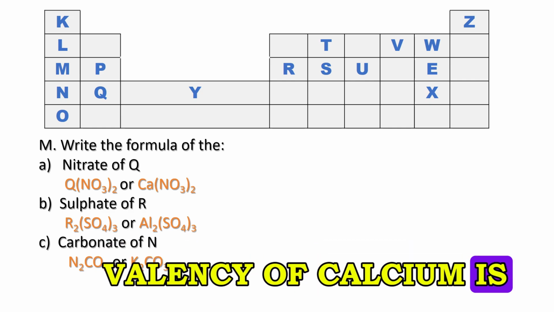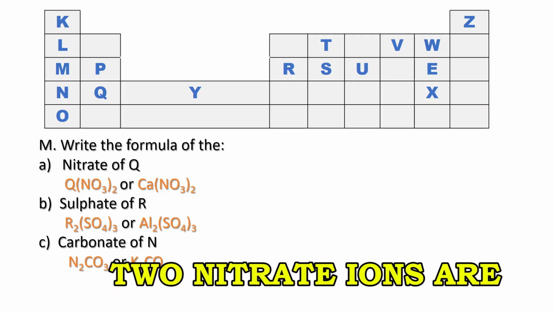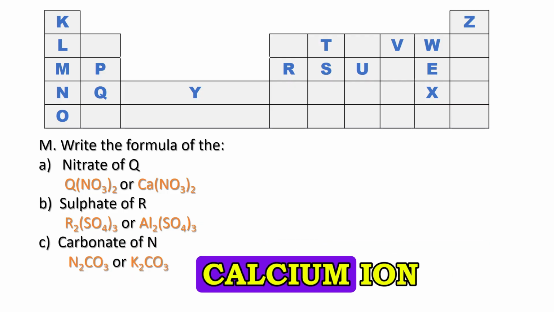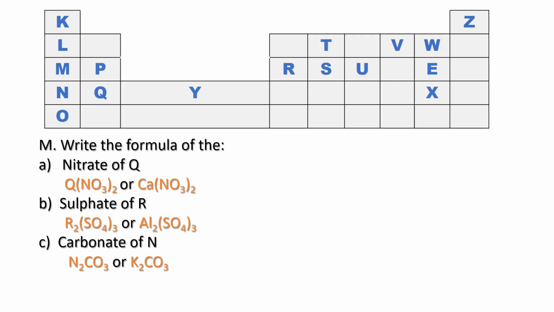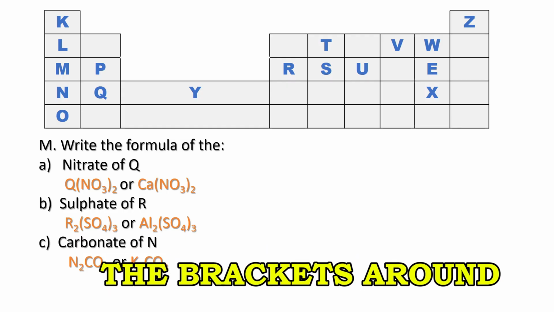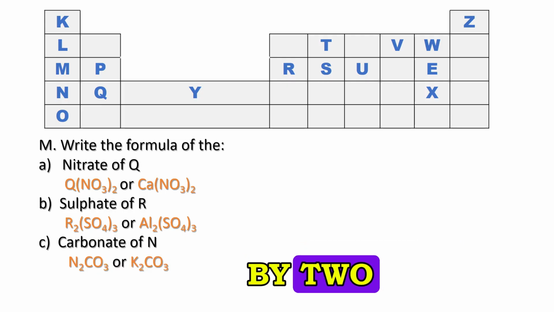Valency of calcium is 2. Valency of nitrate is 1. So, 2 nitrate ions are needed to balance 1 calcium ion. The formula is thus Ca(NO3)2. The brackets around NO3 show that the whole nitrate group is multiplied by 2.